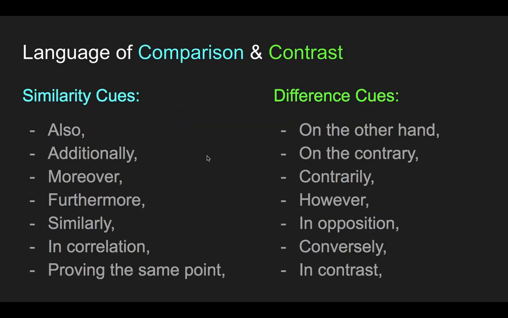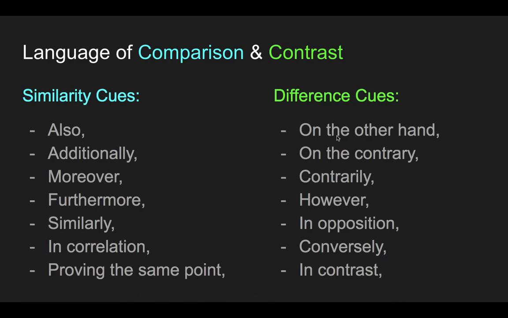Okay, now this is strictly a review. So here are some of those cues that we use for comparison and contrast. Similarity cues are also, additionally, moreover, furthermore, similarly, in correlation. I think that one's a new one, proving the same point. And notice you always have the cue and then your comma.